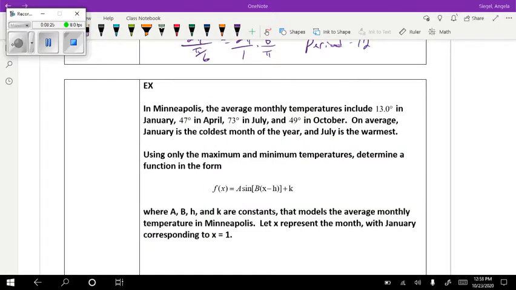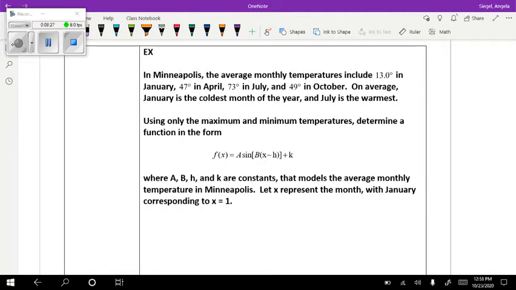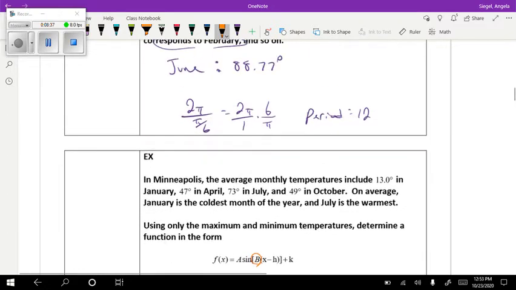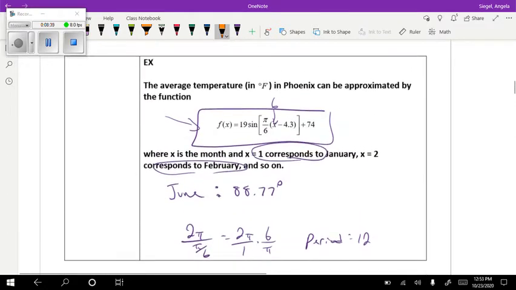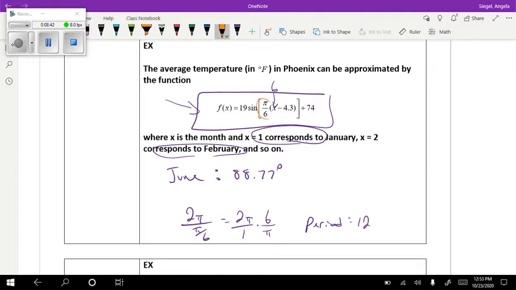Okay, now I want you to look at this problem. It's the same type of problem. And one thing that I didn't talk about in the last problem, because it wasn't really that necessary, is the B, but it's very significant. So let's talk about that. This B in this one is pi over 6. So let's figure out why it's pi over 6.